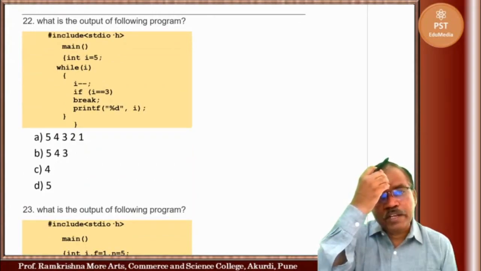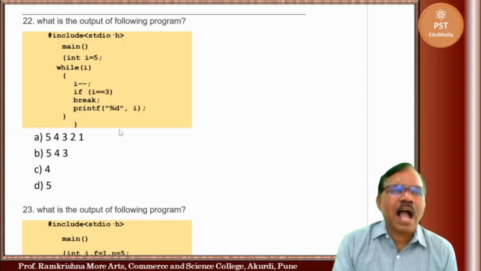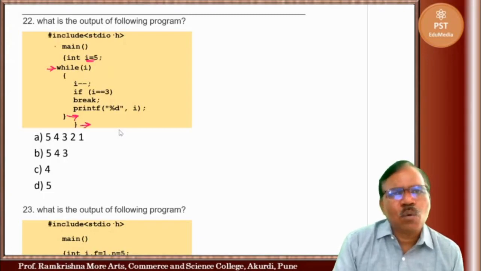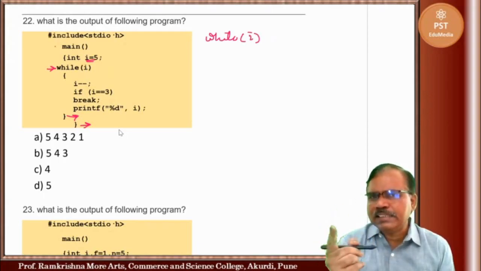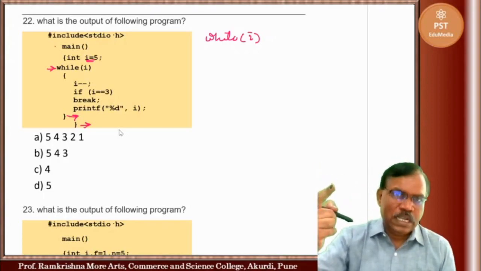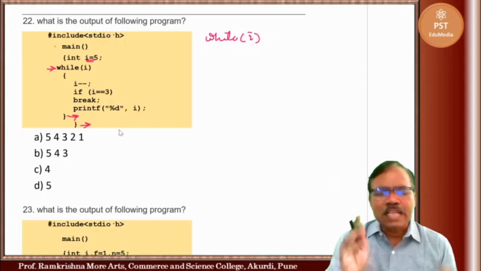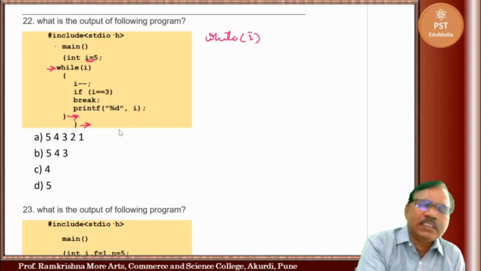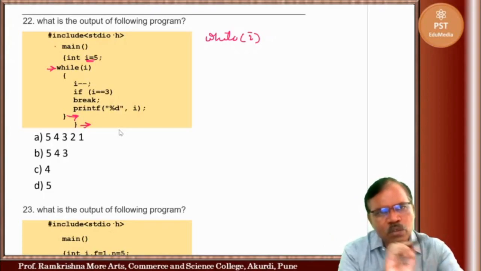Now, what is the output of the following program? main, int i equal to 5, while (i--), if i equal 3, break, printf %d i. The while loop is completed here, main is completed here. Now, while (i), what is the meaning of this? The while condition is true means its value is 1 or greater than 1. As long as i is 1 or greater, the while loop is executed. When i becomes 0, the while loop is not executed.